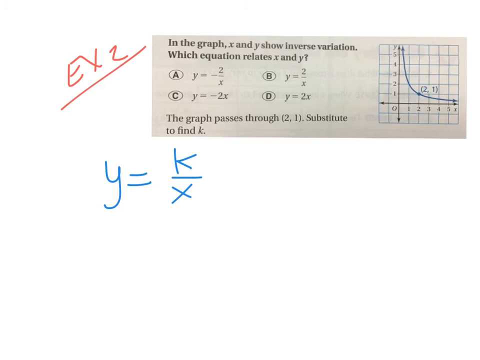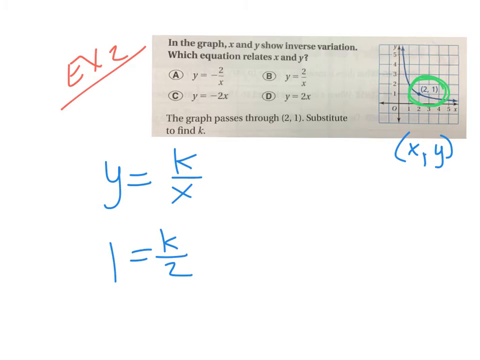Looking at this graph, what information can we pull off of it? The point, right? So can we plug in the point to find what k is? Sure. So 2 is x, so I'm going to put that on the bottom, and then y is 1. Now, how do I solve for k? Remember, this point is x comma y, so you plug in the y on the outside and the 2 on the bottom.